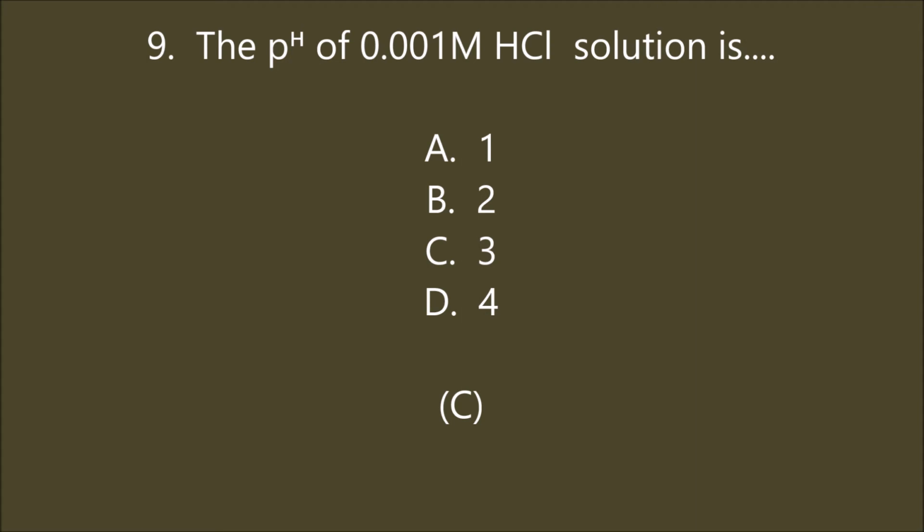What is the pH of 0.001 M HCl solution: 1, 2, 3, 4. C is the right answer, that means 3. Here pH value means the negative logarithm of hydrogen ion concentration. pH is equal to minus log H plus. After solving we get the answer 3.